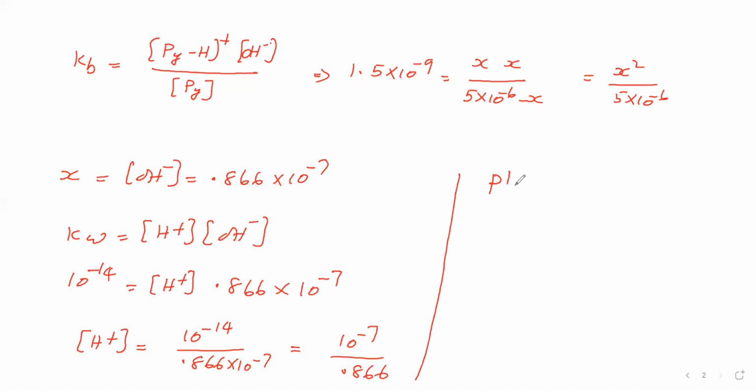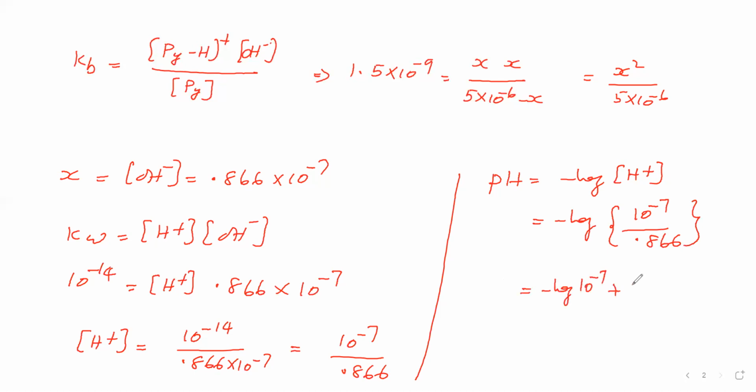From this we will go for pH. pH is equal to minus log of the concentration of H plus. Let us substitute the H plus concentration: minus log of 10^-7 by 0.866. Therefore, we get minus log of 10^-7, then plus log of 0.866, which is equal to 7 plus this, and on simplification we get 7. Now we will find log 0.866. We substitute log 0.866, that is 1 bar .9375. So on simplification it comes to 6.9375. So we got the pH.